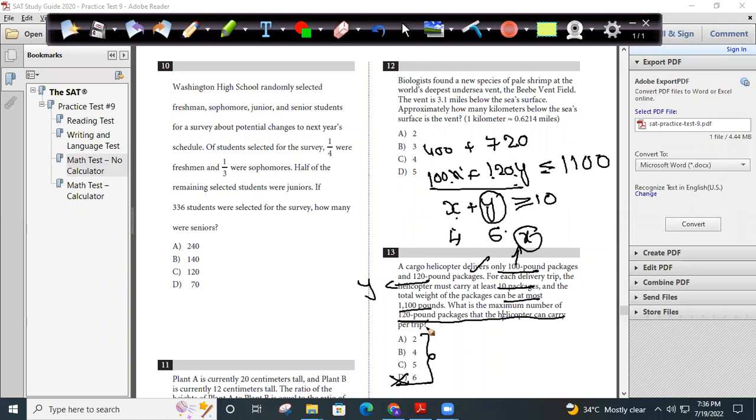Definitely I need to come to the next number. Next number is 5. 120 into 5 is 600. If I carry 5 of these, I can carry 5 of these, because 5 plus 5, because I need to carry minimum 10. 5 into 100 is 500. 600 plus 500 is 1100. 1100 is equal to 1100. So happily C for Chennai should be your answer.